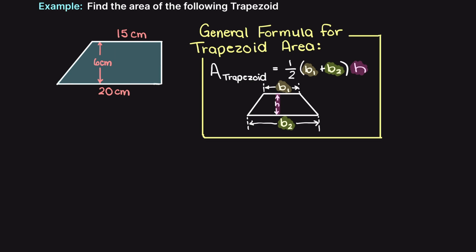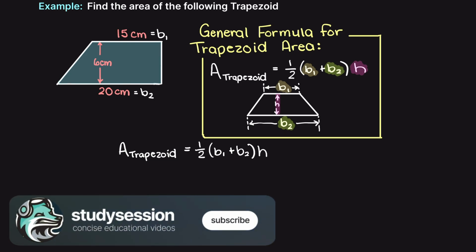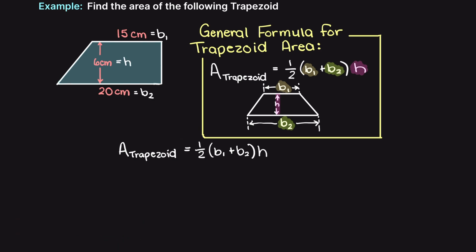Here, b1 and b2 are the lengths of the two parallel lines of our trapezoid. So, on our example here, let's assign these like so. Then, h is the distance between our two parallel lines. So, in this example, h is going to be 6 centimeters, as it is the distance between b1 and b2.